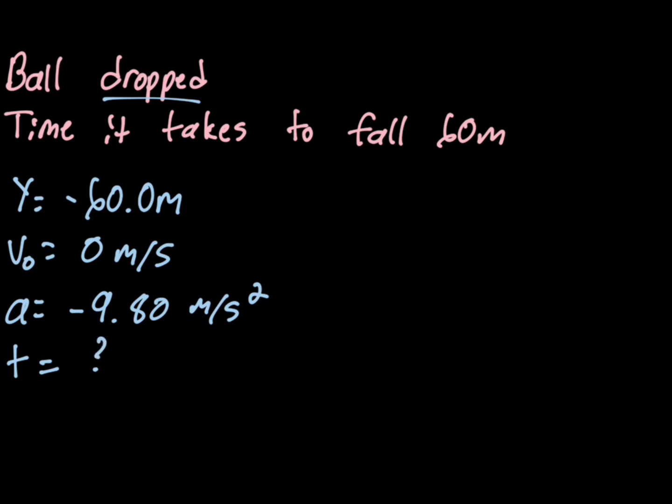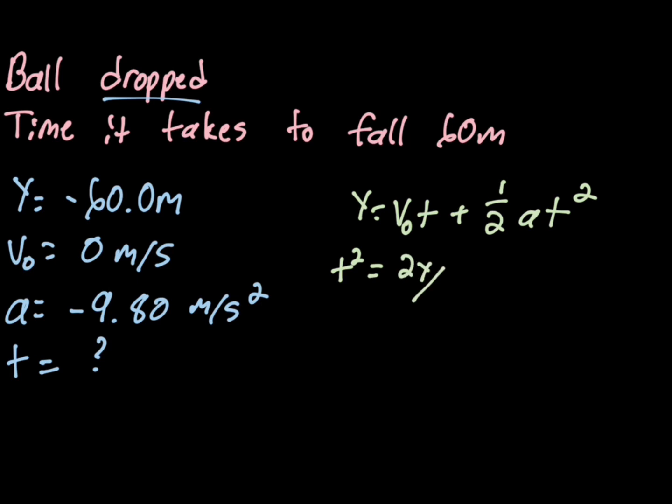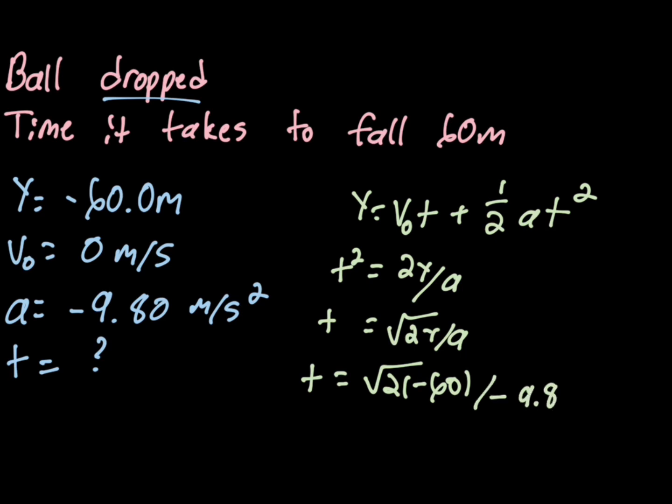All right, so let's choose our kinematic equation. This time we will use y instead of x, but same principle here. y equals v naught t plus 1/2 a t squared. Okay, and again, let's look at the equation. We just have to choose the one where we know each of the variables. Okay, let's rearrange for t squared and get that that is equal to 2y divided by a. All right, and so we get that t on its own is equal to the square root of 2y divided by a. Okay, we get that t is equal to the square root of 2 times negative 60 divided by negative 9.8, and this gives us t is equal to 3.5 seconds.